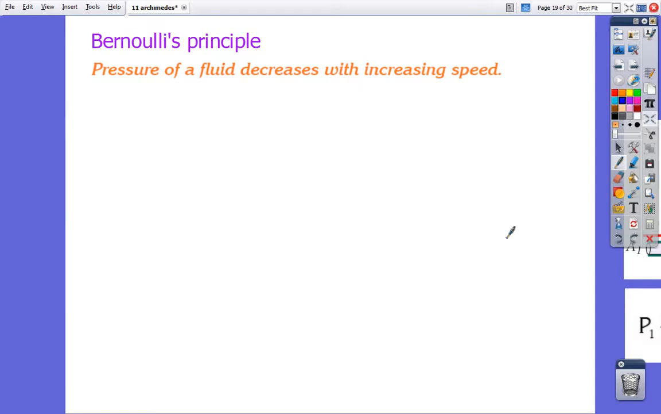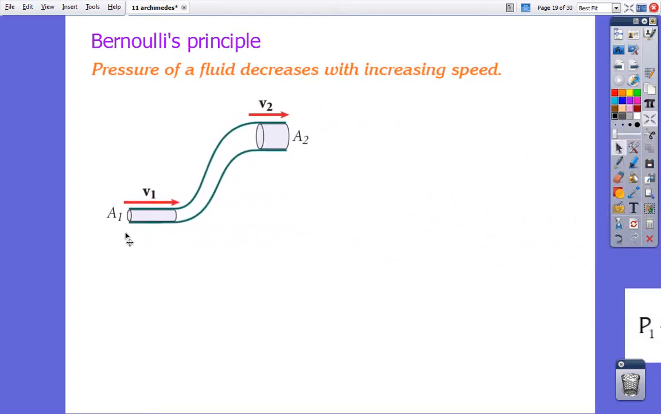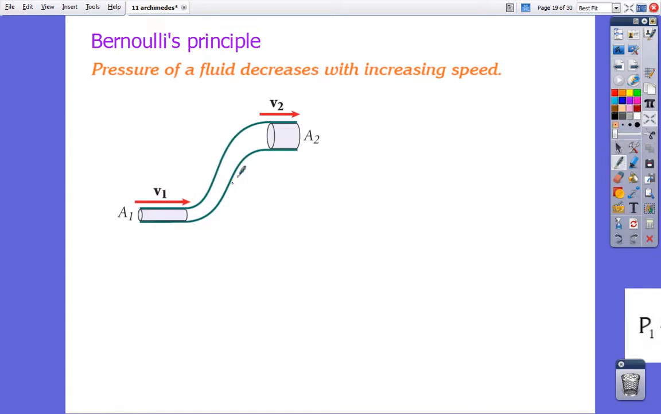relating the pressure of a fluid and its velocity. So here, the pressure of a fluid decreases with increasing speed. What does this mean? That if there is a fluid flowing inside a pipe, when the speed is increasing, the pressure at that point is decreasing. But vice versa, if the speed is decreasing, the pressure at that place is increasing.